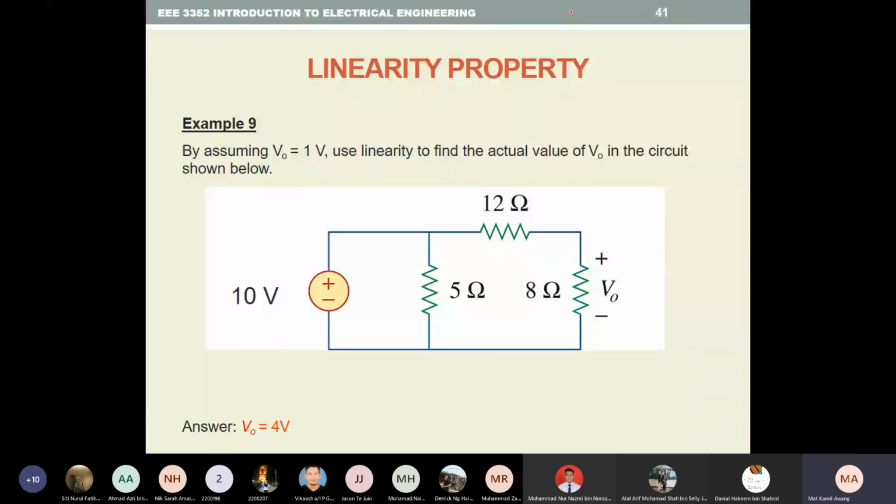How? You find the current first, right? What is the current? If V0 equal to 1 volt, the current is 1/8 ampere. What is the actual current? Use the voltage divider or current divider.